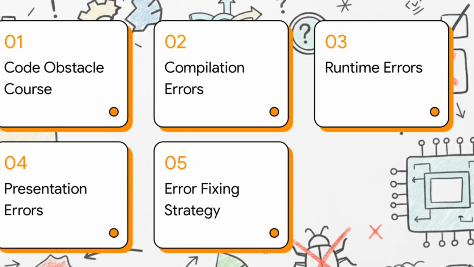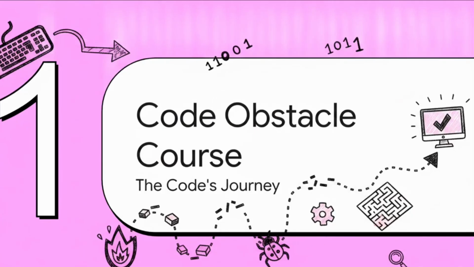So here's our roadmap for the explainer. First, we'll map out the code obstacle course. Then, we'll break down the three hurdles: compilation errors, runtime errors, and presentation errors. And finally, we'll wrap up with your ultimate error fixing strategy. All right, let's kick things off with Section 1, the code obstacle course.